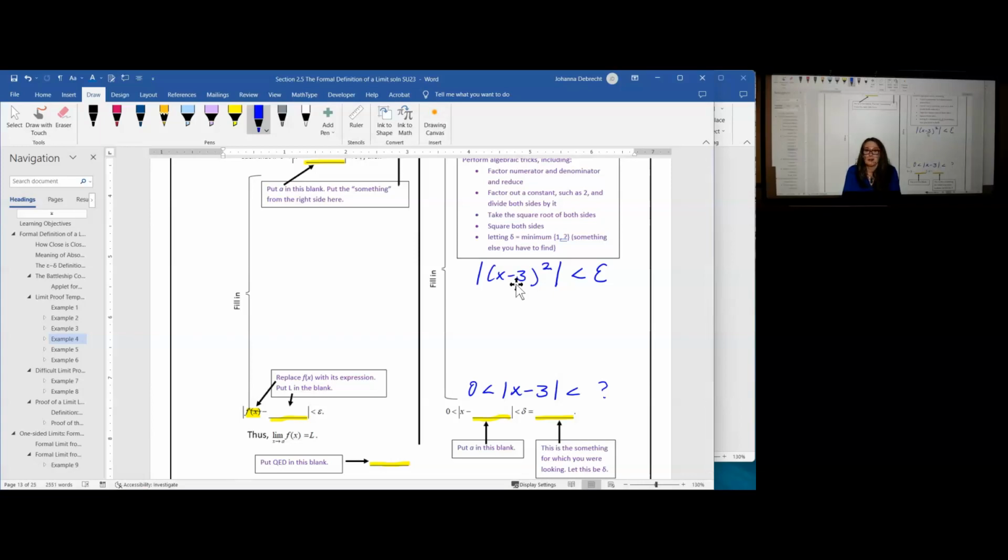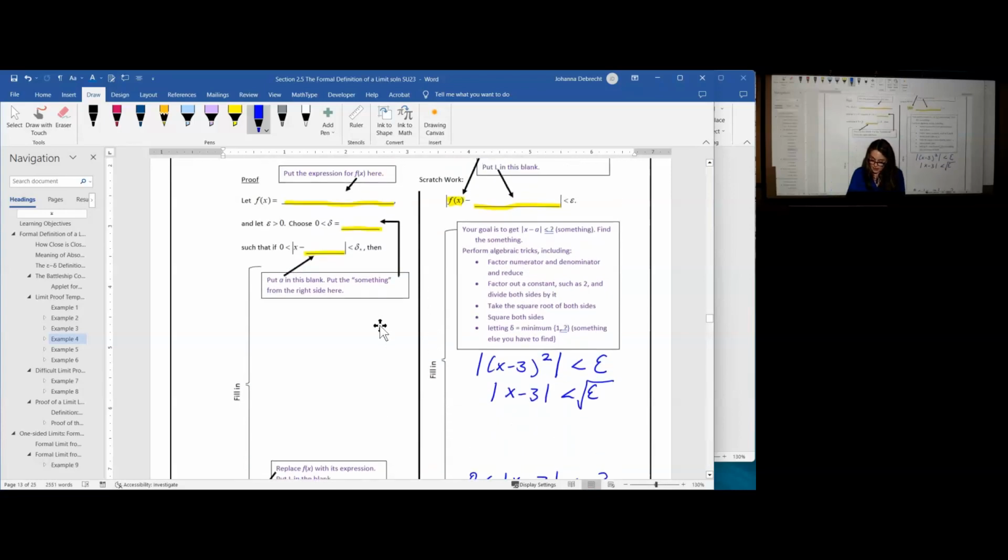You're going to take the square root of both sides. You know they're going to be positive because one's absolute value and epsilon was chosen to be positive. So we end up with the absolute value of x minus 3 less than the square root. Oops, why am I writing a fraction? The square root of epsilon.